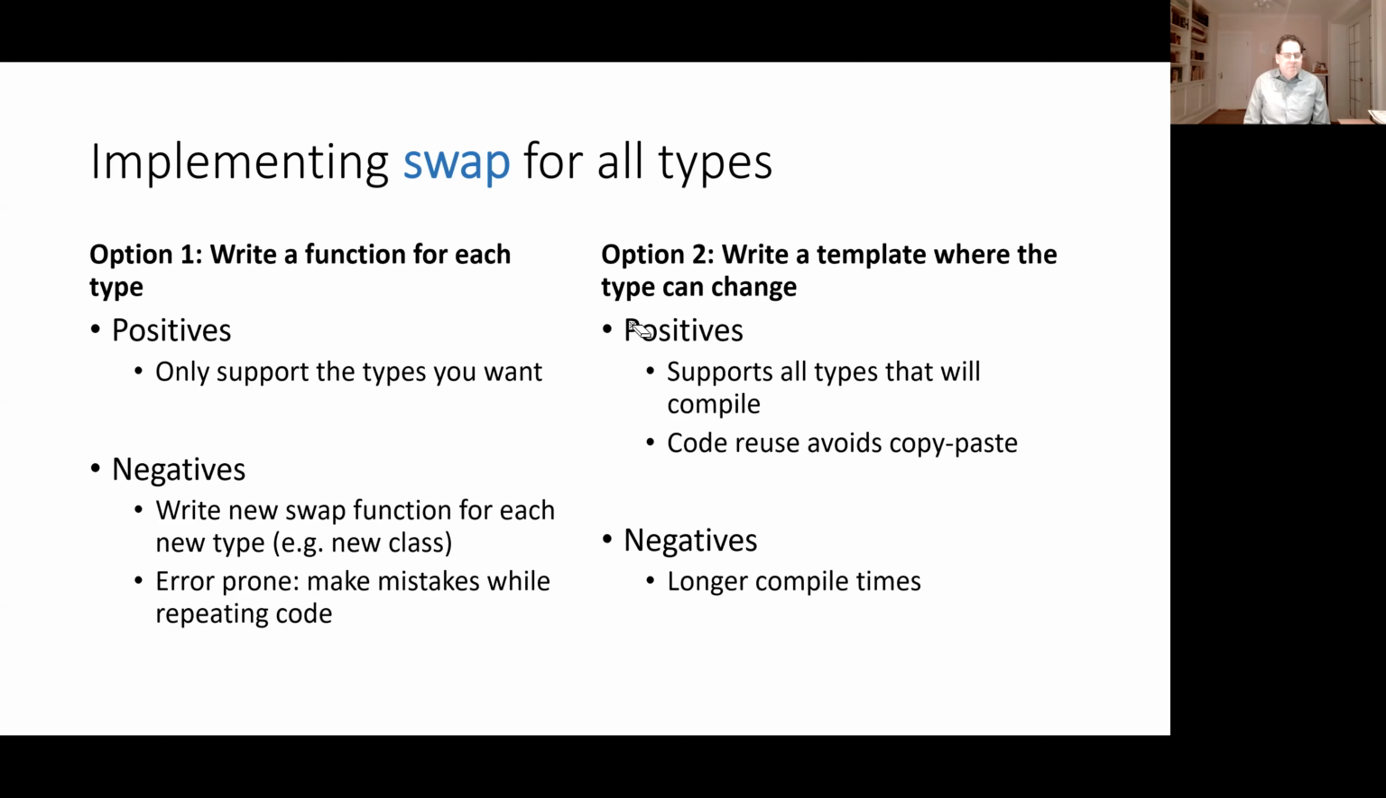Negatives, there's not much of a negative to writing templates. It does make the compiler have to do more work, because the compiler has to analyze your code, see what are all the types that you call this function with, and build a version of the function for each of those types. It makes the compiler take a little longer. Nowadays, people aren't very worried about compile time. Computers are fast. This is not a really big deal. They worry more about how long it takes to write the program than how long it takes to compile it.